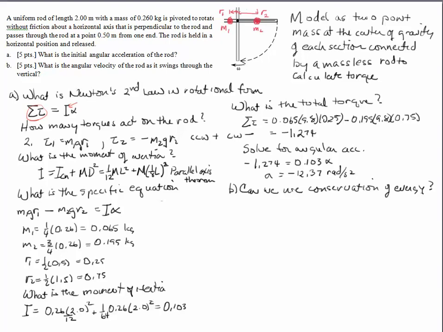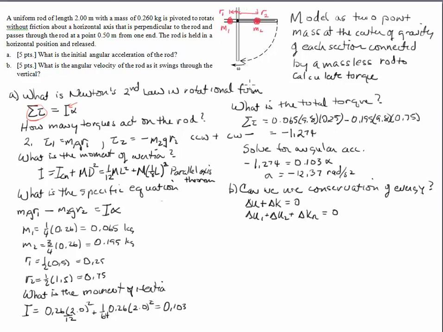Now, can we use conservation of energy for part B? We have that the change in potential energy plus the change in kinetic energy equals 0. And that would be the change in gravitational potential energy of the first part, the left side, plus the change in gravitational potential energy of the right side, plus the change in rotational kinetic energy is equal to 0.